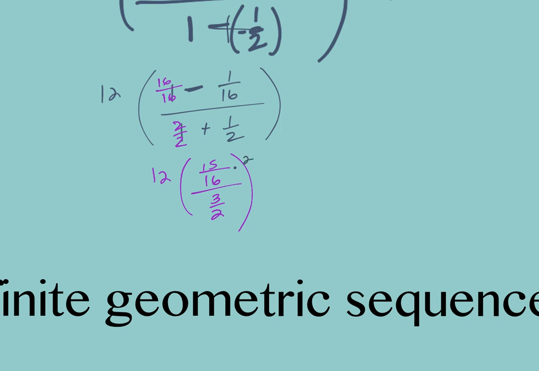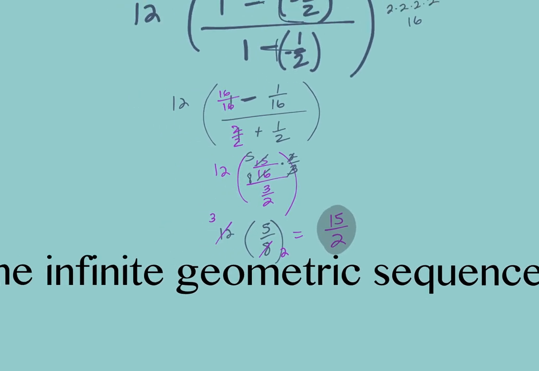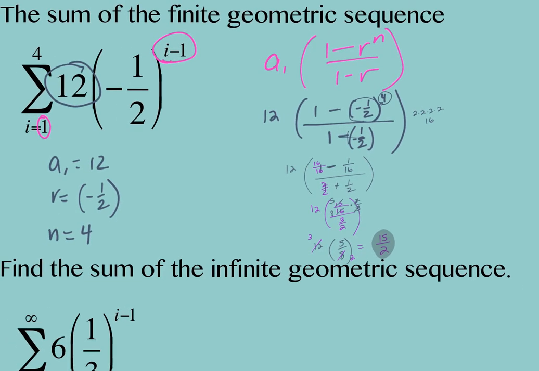Then I keep, change, flip. 2 goes into 16 8 times, 3 goes into 15 5 times. 5/8 here. And then 12 and 8 are both divisible by 4. This would be 3, this would be 2, and I'd end up with 15 over 2. You would get the same thing by plugging in 1, plugging in 2, plugging in 3, and plugging in 4, and adding them all together. It's just that obviously the higher that n is, the longer that's going to take.